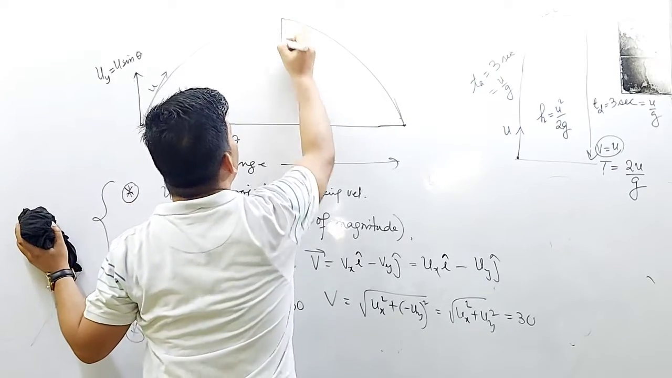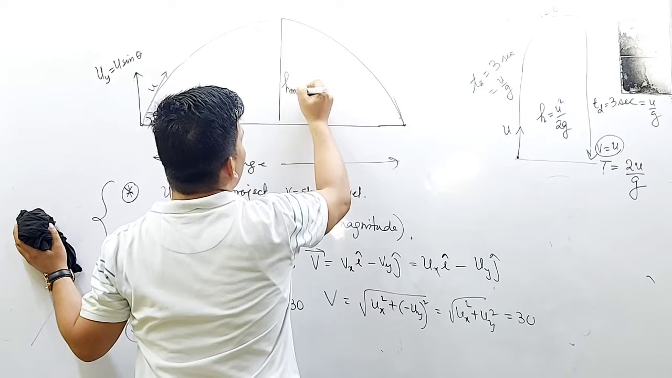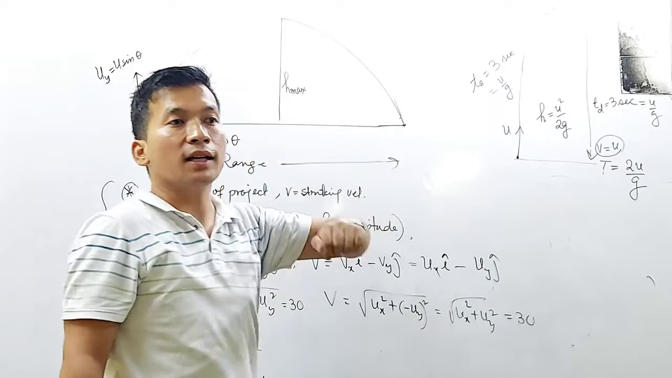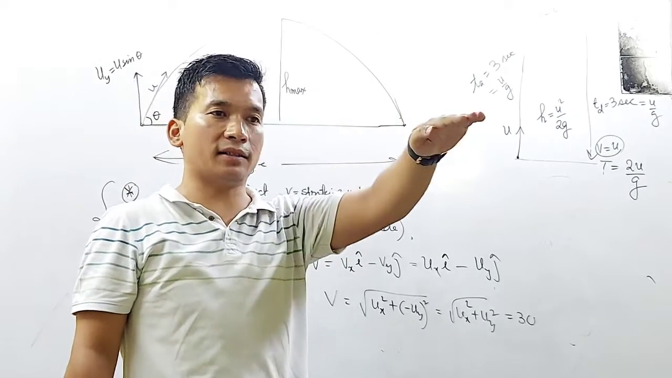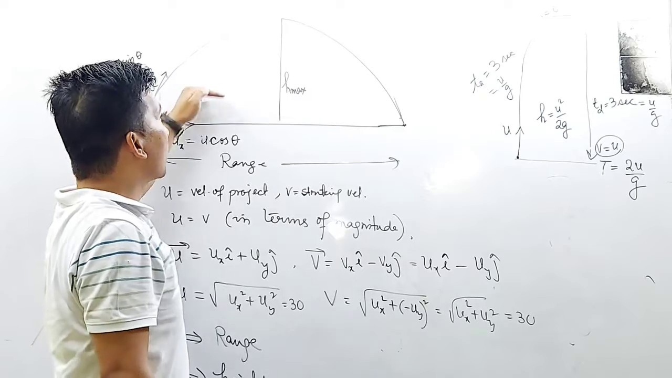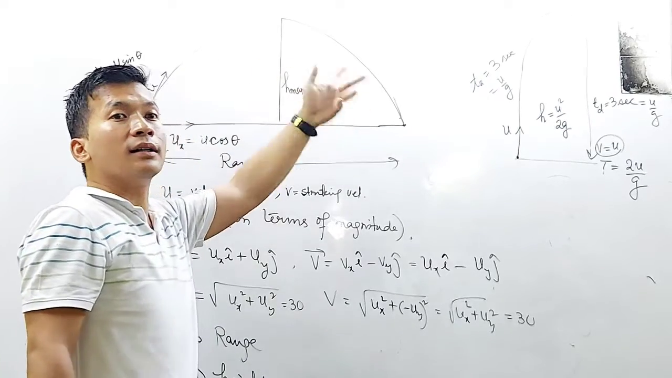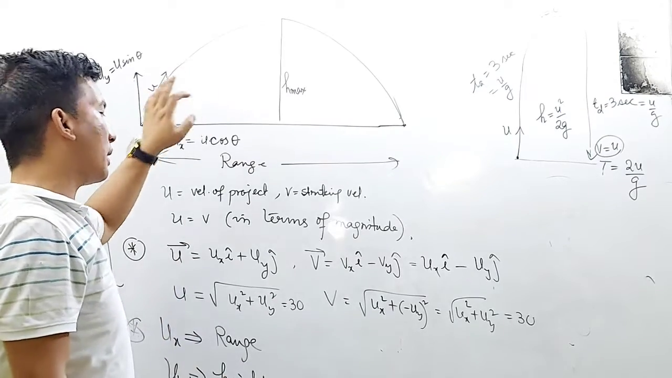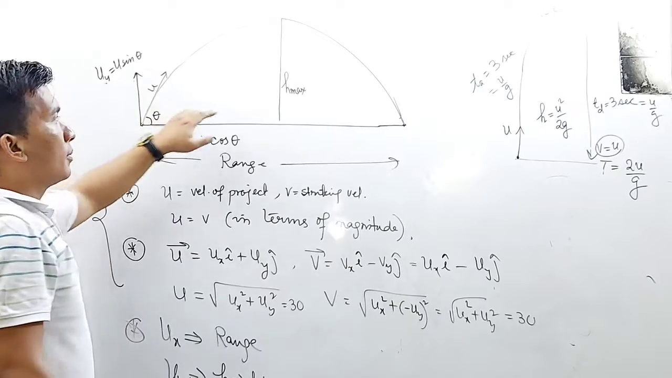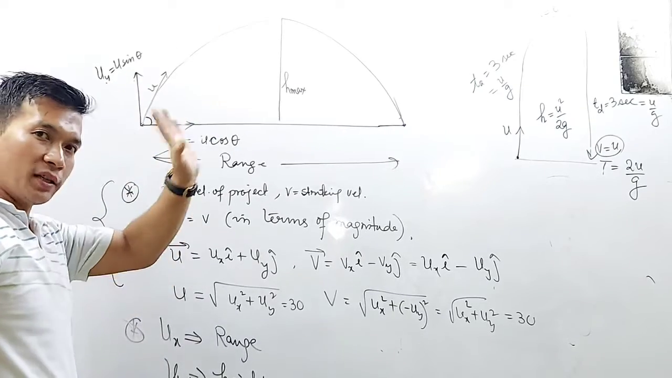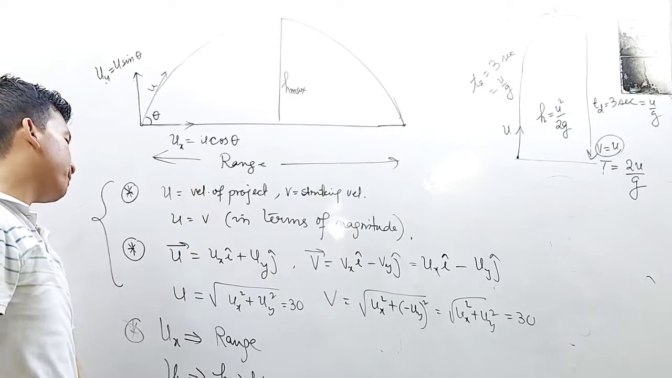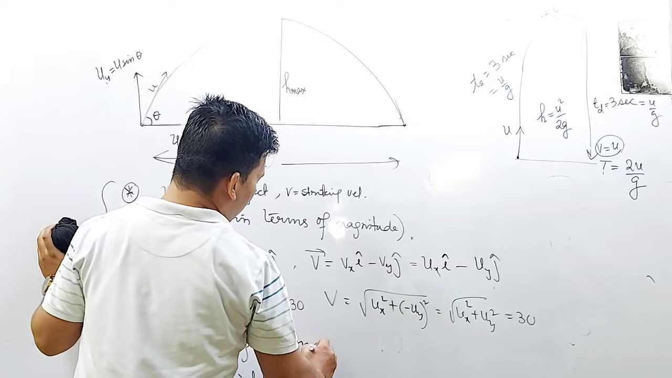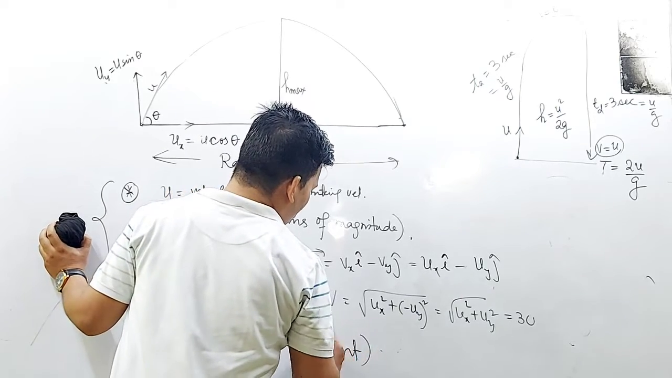This is the maximum height, it now decreases and comes to the ground. There is a change in the height. Very simple: the change in the height for any angular projectile will be produced by uy. Maximum height will be produced by uy. But ux, the horizontal velocity, will remain constant. This is important.